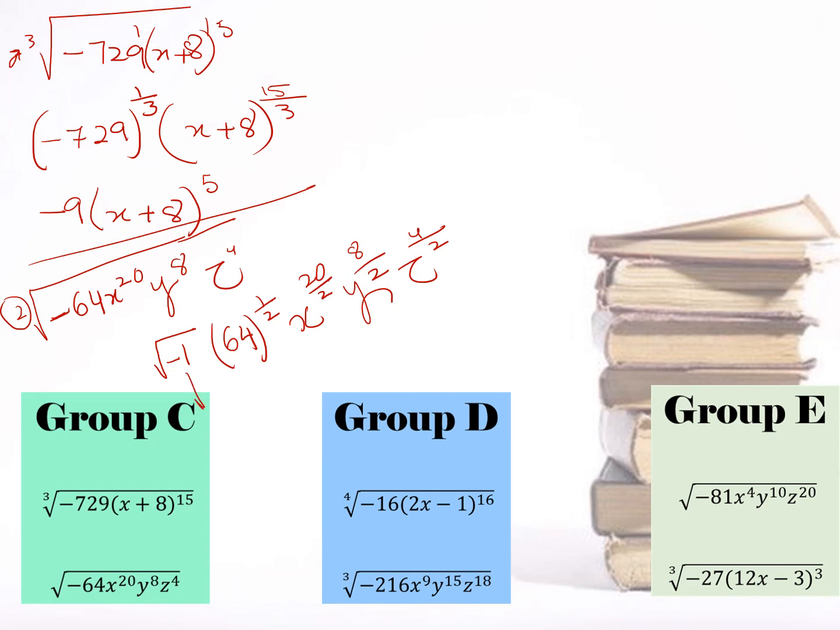Now the square root of negative 1 can be written as i. 64 to the power 1 over 2, you will get 8. x to the power 20 by 2 means 10. y to the power 8 by 2 means 4. And z to the power 4 by 2, that means 2. Now this power is even, this power is even, this power is even. So no need to write down any kind of absolute value.